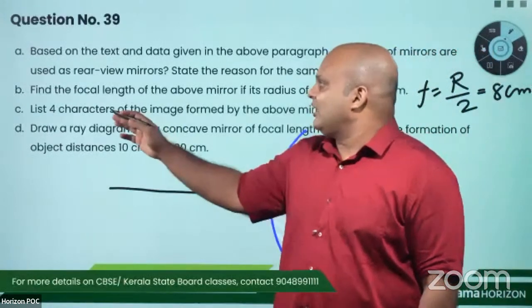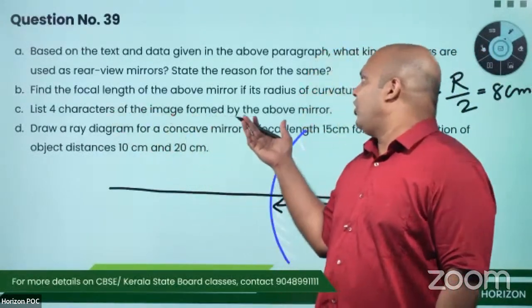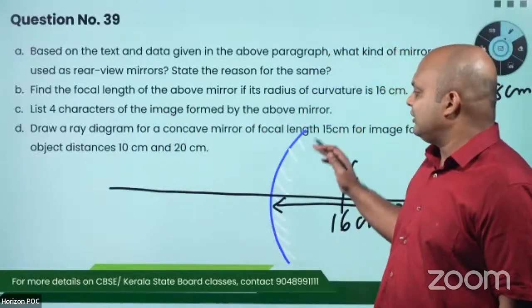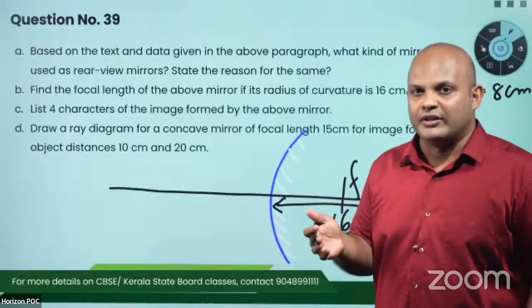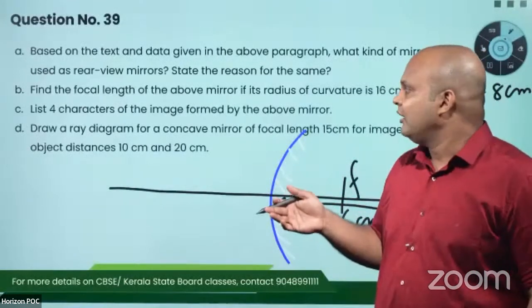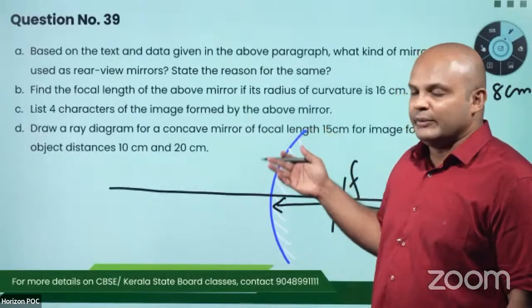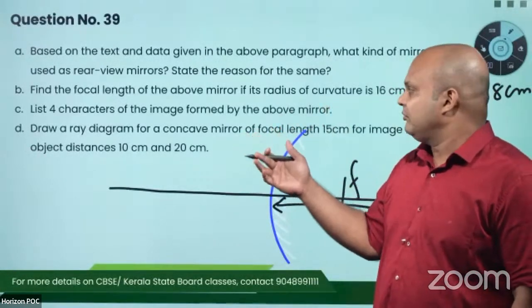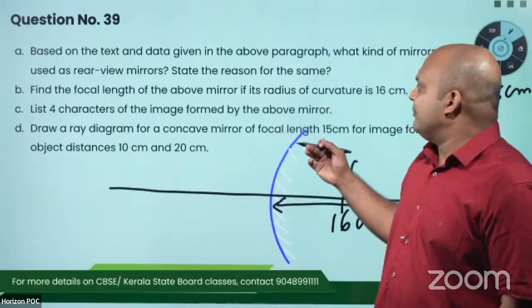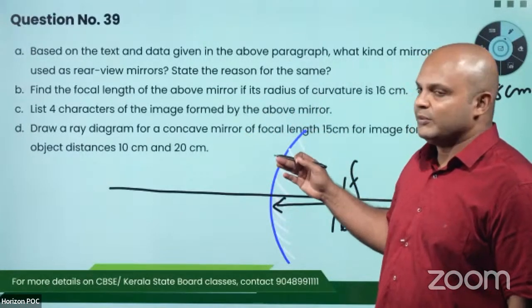Now, what are the 4 characteristics of the image formed by the above mirror? The image formed by these mirrors is virtual. Doesn't matter what distance it is, you can't get this image on a screen. The image formed by these mirrors will be erect, irrespective of the distance from the object, no matter how far or near it is. The image will always be erect. It will always be virtual.